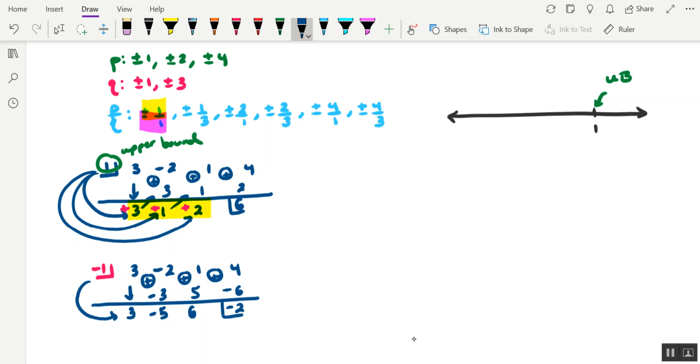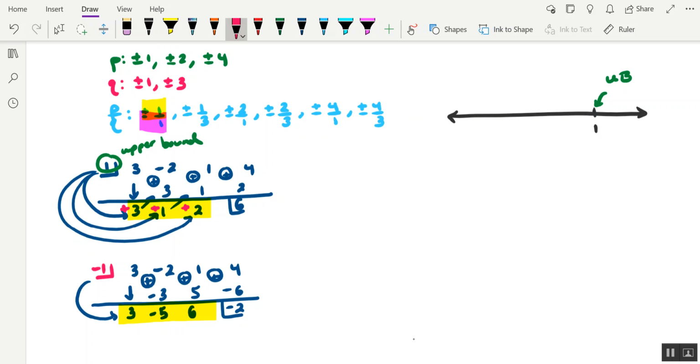So one thing I want you to notice is, again, referring to these quotient polynomial coefficients, for a lower bound, what we want to be on the lookout for are alternating signs. So the second part of the bounds on zeros theorem says if m is a real number less than zero, and if the third row in the process of synthetic division of f by x minus m contains numbers that alternate positive and negative, then m is a lower bound to the real zeros of f.